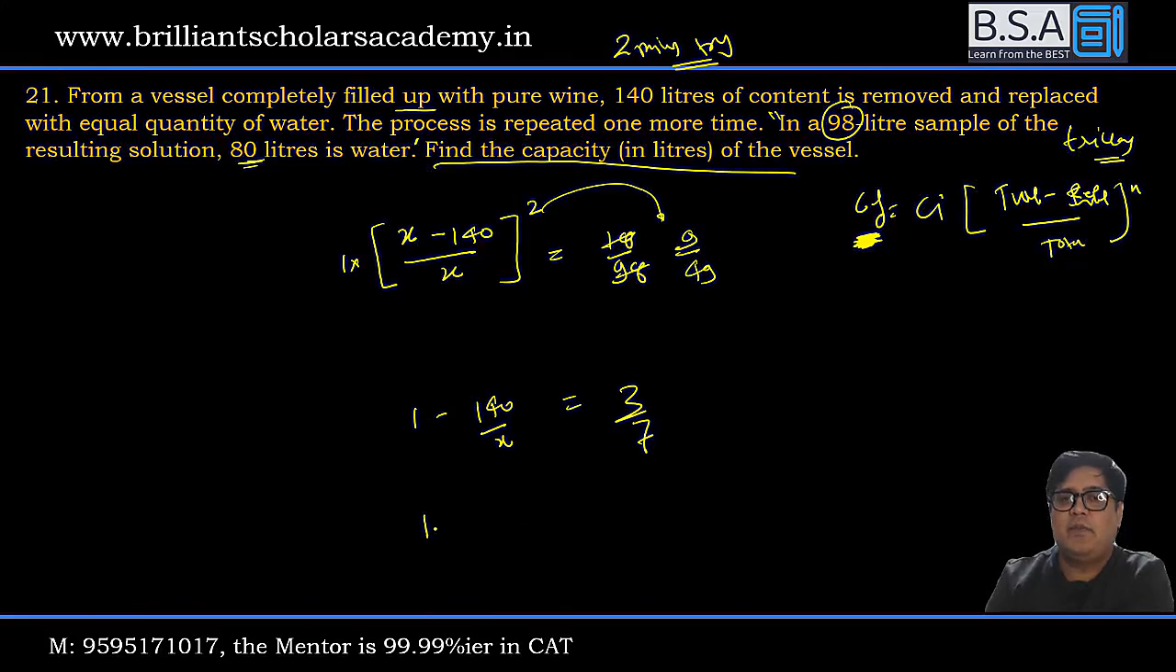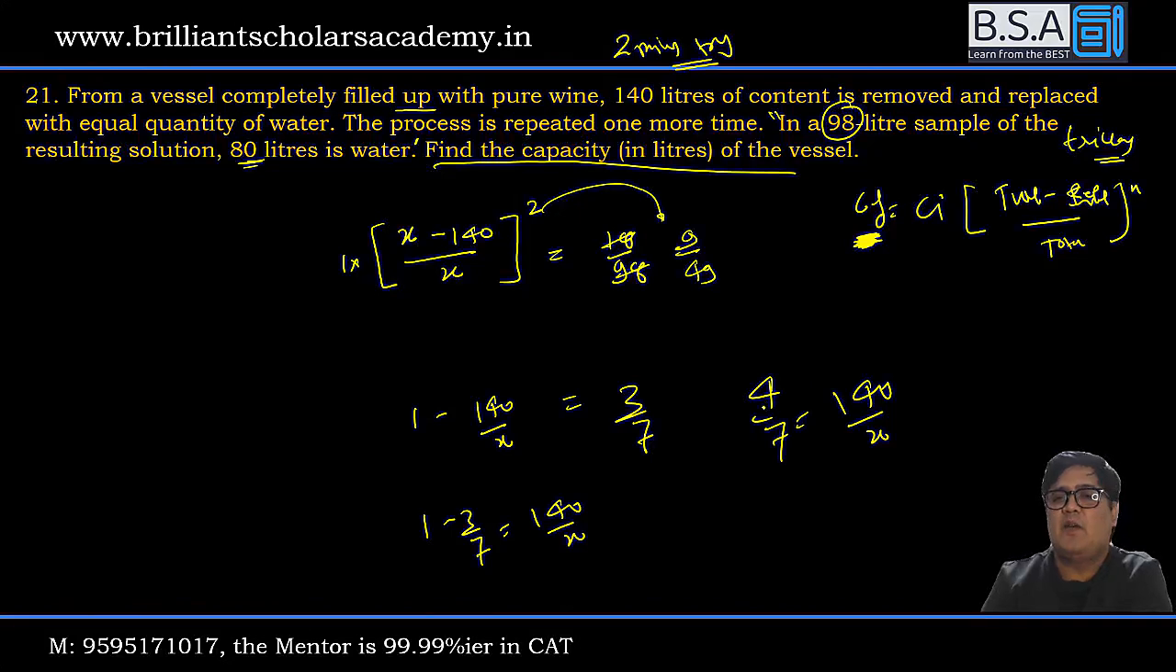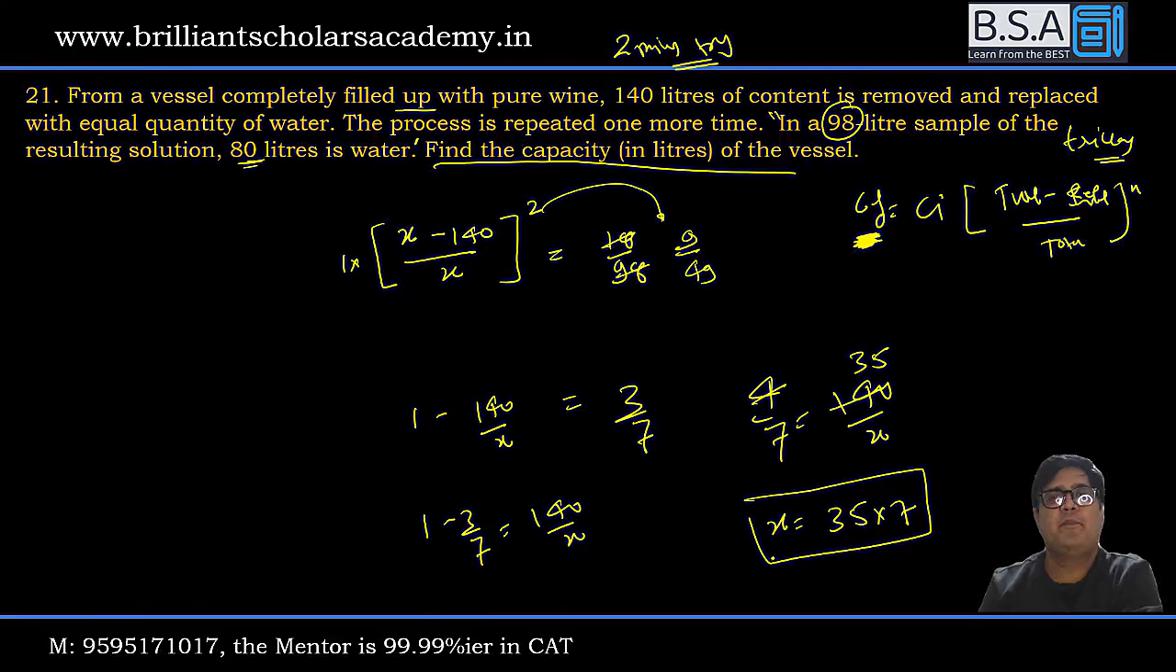If I rearrange, I can rewrite this in this manner. 1 minus 3 by 7 is equal to 140 by x. ये कितना बन गया? 4 by 7. 4 by 7 is equal to 140 by x. खत्म करो सवाल को अभी. This is cancelled. 35 times x is equal to 35 into 7. इतना लीटर्स था ओरिजिनली वाइन का. This is 7 into 30, 210 and 35. So 245 liters was the capacity originally.